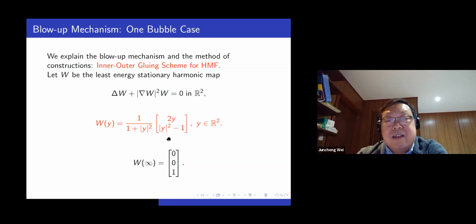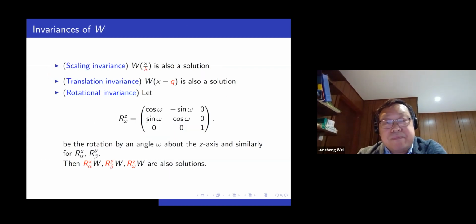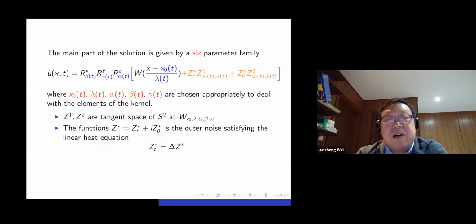So this is the degree 1 solution. All degree 1 solutions are just a Möbius transform of this one, but the high degree solution we're not considering. So our general solution is just the 6-parameter degree 1 solution plus a solution for the heat equation. Our solution is very simple: it's the degree 1 harmonic map plus the solution for the heat equation.